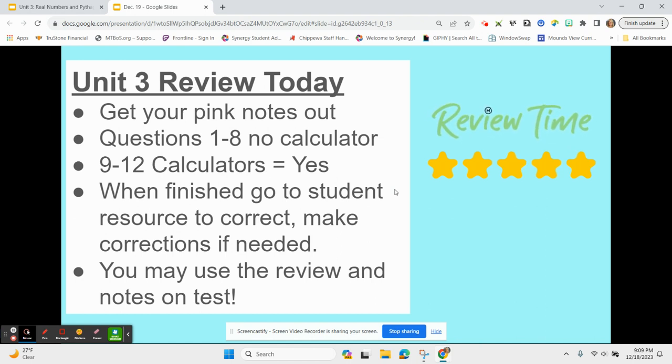So students taking a look over this review sheet, all of these questions are going to prepare you for that test coming up tomorrow. And when you're done, I would like you to go to the student resource page to correct. Make corrections if you need to. This review, so long as you complete it and make corrections, will be your assignment, or excuse me, I guess it's a practice assignment, just for the review test or the Unit 3 test. You may use it on the test tomorrow along with your notes.